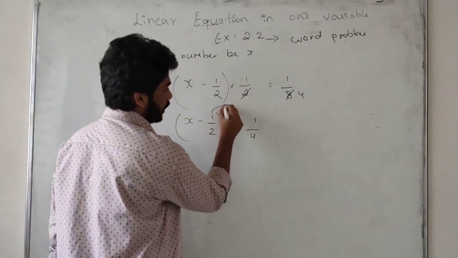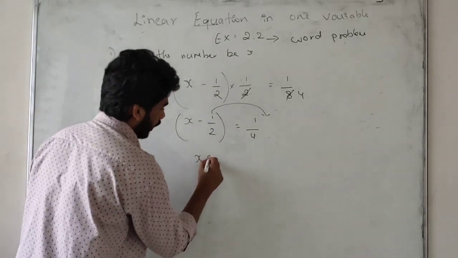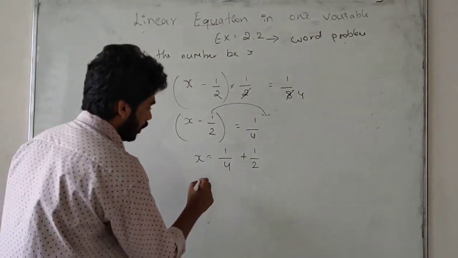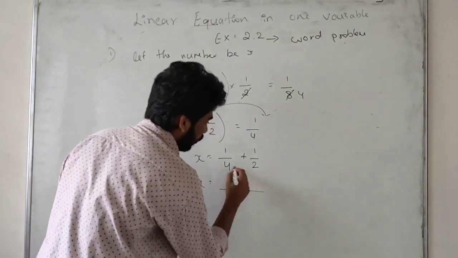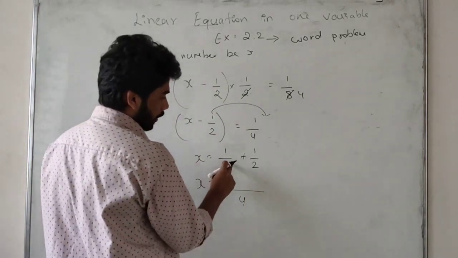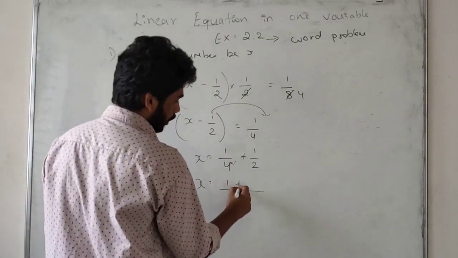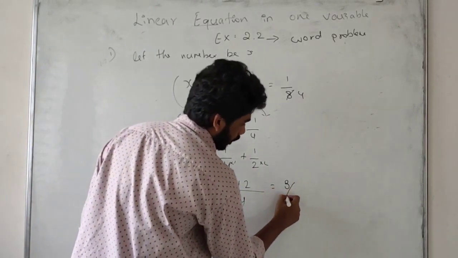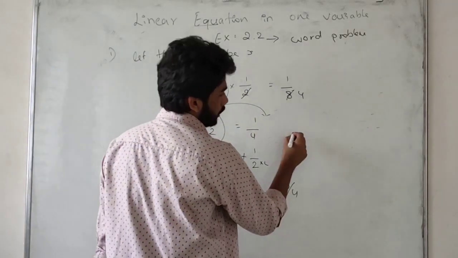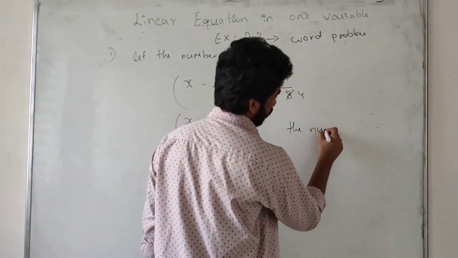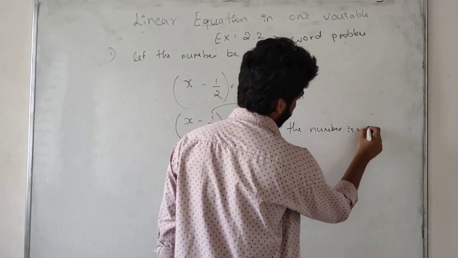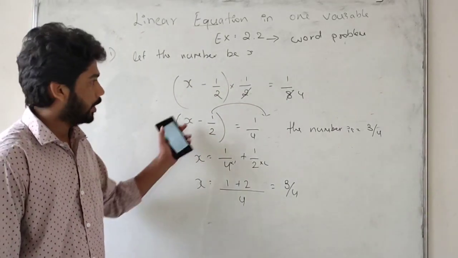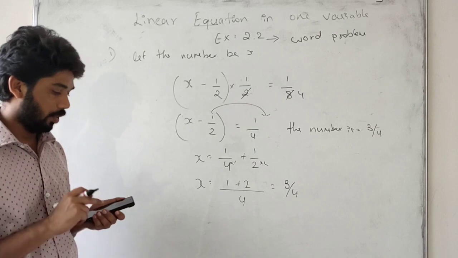Now we shift this 1 by 2 to the other side, so we get x equals 1 by 4 plus 1 by 2. Now students, take the LCM. LCM of 4 and 2 is 4. 4 ones are 4, so 1 stays as 1; for 1 by 2, multiply by 2, 2 ones are 2. So we get the answer 3 by 4. The number is 3 by 4. I hope you are getting it. Please note it down. I will go to the next problem.